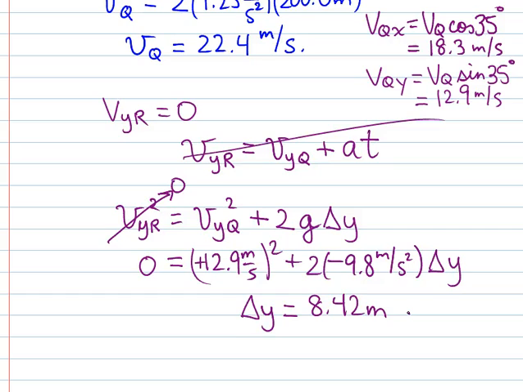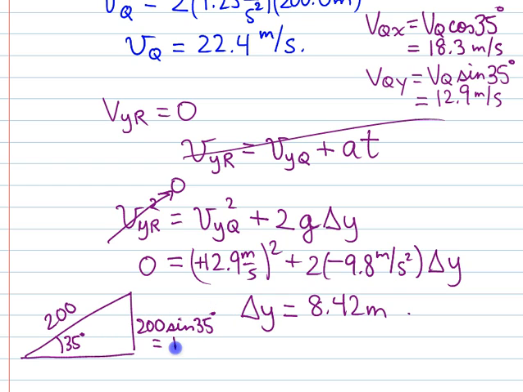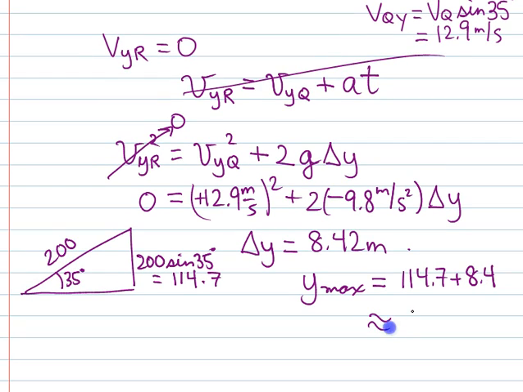Now, that's not the maximum height that we reach, because the ramp itself is 200 meters long at an angle of 35, giving us 200 sine 35, or 114 thereabouts, 114.7 if you want to be exact. And so the actual maximum height is going to be 114.7 plus 8.4, and we're just going to round that to about 123 meters. So that's your answer for part A.